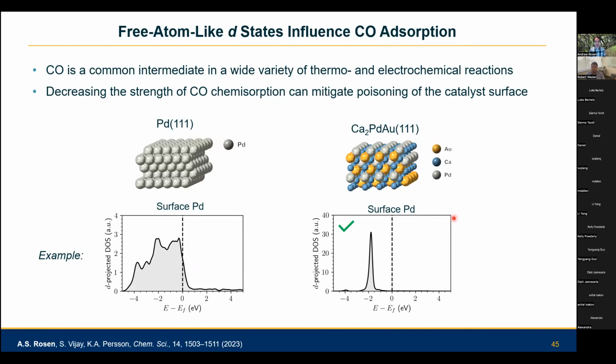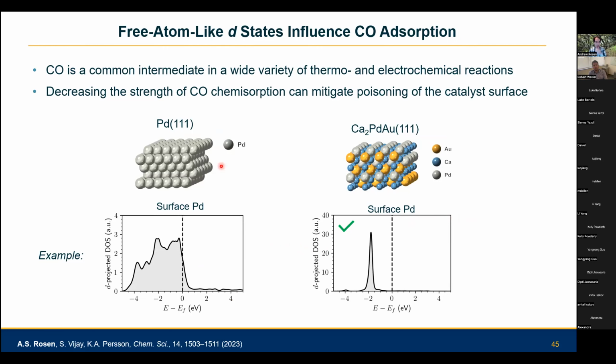And to really wrap this up, we can ask, what does this do for reactivity in general, right? It's nice to know that these exotic properties exist, but what can that do for us? And like any chemist or chemical engineer, I went to CO, carbon monoxide, as my first bet because that is a common probe molecule. It is also a very common intermediate in a wide variety of thermo and electrochemical reactions. And also just understanding how to tailor the CO binding strength can be useful because CO is often a poison on the catalyst surface that can prevent further reactivity.